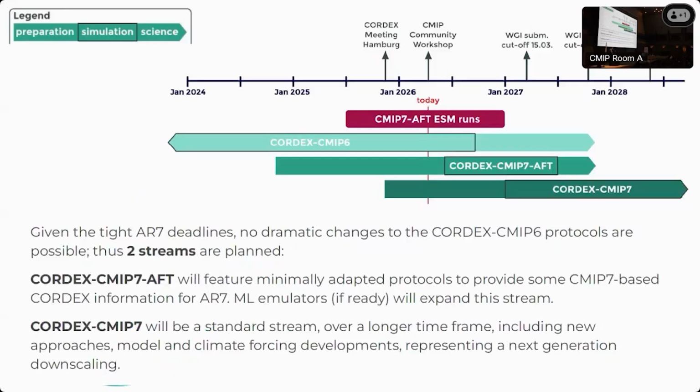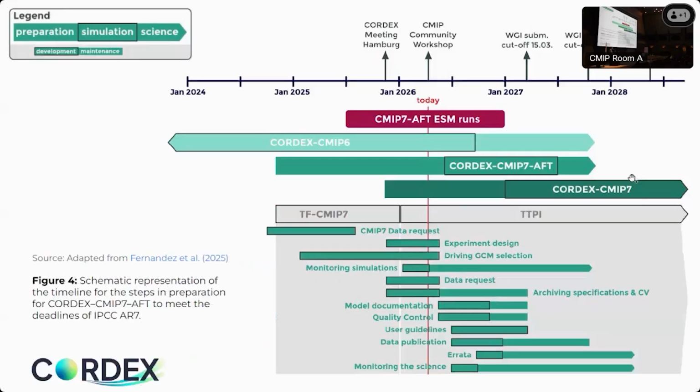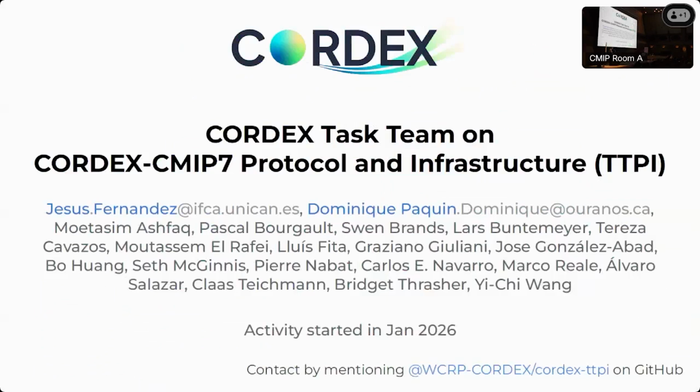And the CORDEX CMIP7 itself will be a standard stream over a longer time frame, including new approaches, model and climate forcing developments, and representing a next generation downscaling. This will require a lot of steps. We are currently working on the experiment design, the driving GCM selection, and the monitoring of the simulations, the data request, and the archiving specifications, and we will have still several other steps that will need to be tackled. And this is being done by what we call the Task Team on Protocol and Infrastructure, the TTPI, which started activity in January 2026.